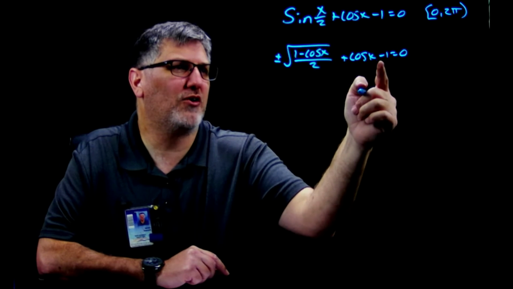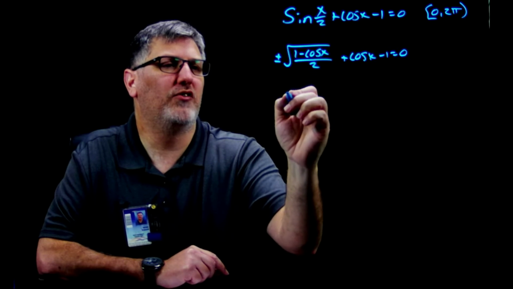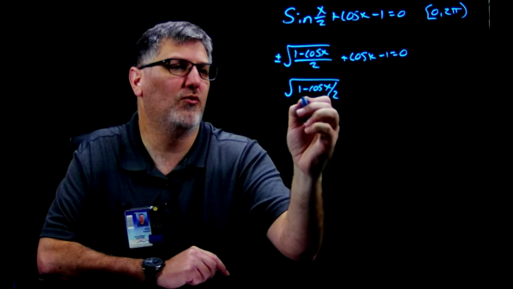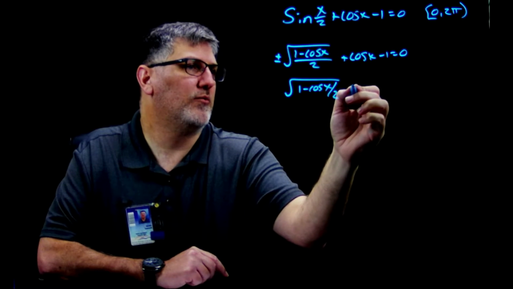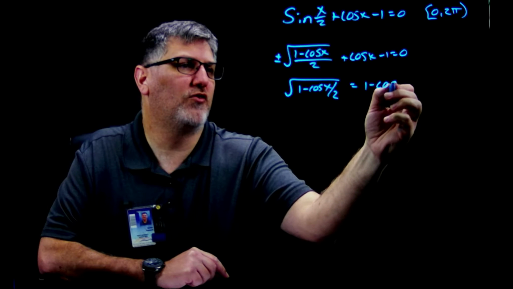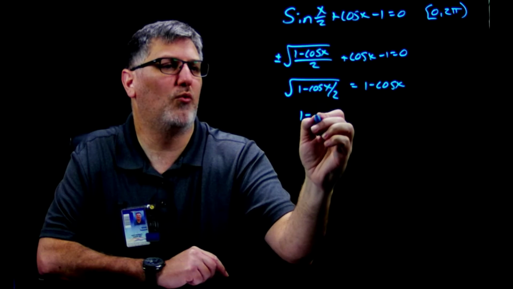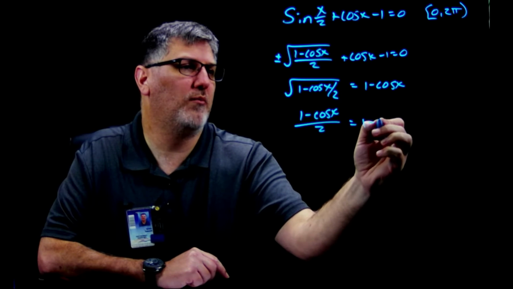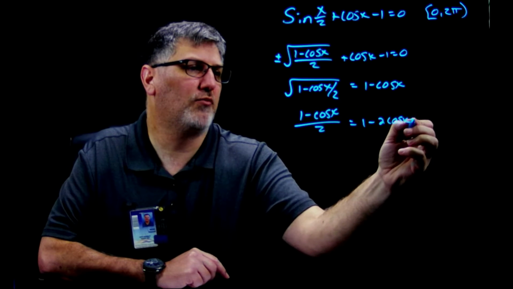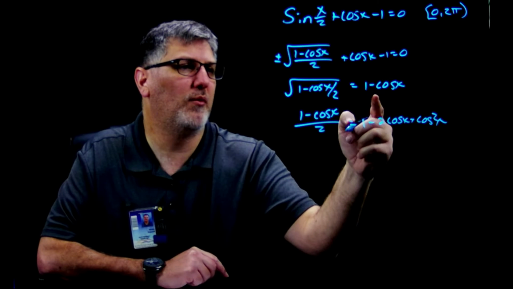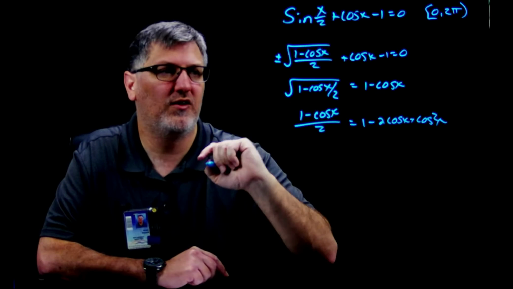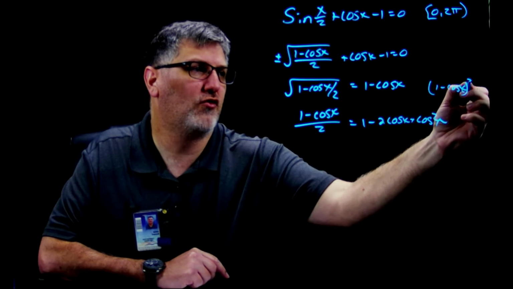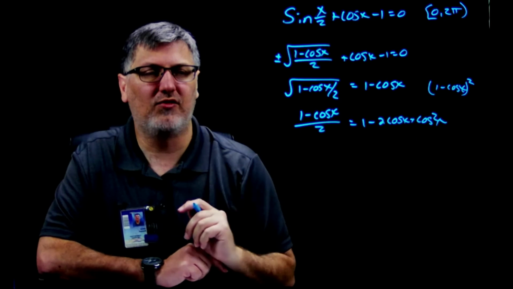I'm going to subtract my cosine, add my 1. So I'm going to get the square root of 1 minus cosine x divided by 2 equals 1 minus cosine x. I'm going to square both sides. I get 1 minus cosine x divided by 2 equals 1 minus 2 cosine x plus cosine squared x. Remember that when you square this, you have to FOIL it. So we're really doing this 1 minus cosine x squared. So you have to FOIL it. That's where I get this from.